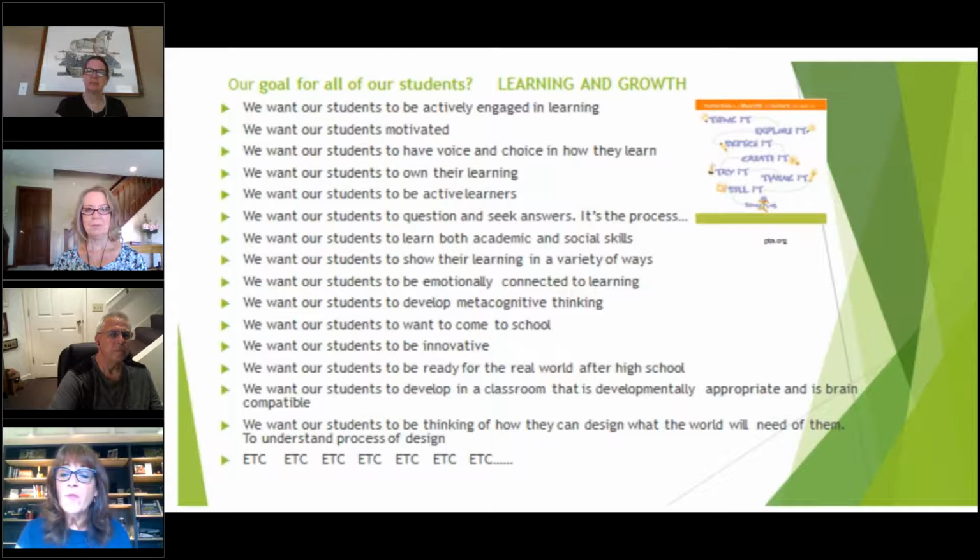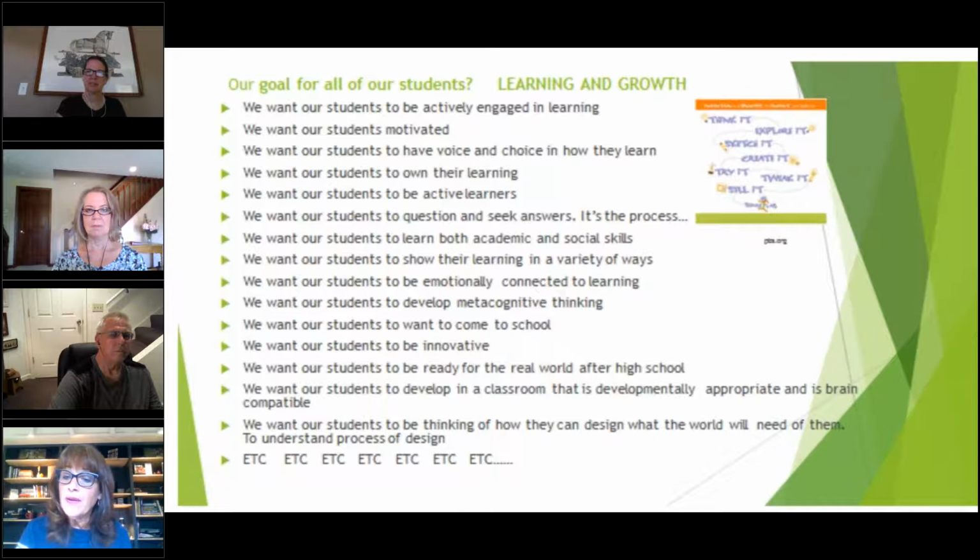Then we want them learning in a variety of ways. We want them staying connected. We want them metacognitively thinking about their thinking. Sketchnoting does that. Then we want them to want to come to school, whether school's in a classroom or school's online digitally. We want them to think, oh, I can't wait to see what's going to happen today and how I get to be engaged. We want them to be innovative. We want them to also be connecting to the real world outside of high school, whether they're kindergartners or 12th graders, because this skill is used in the business world. It's used in the medical world. It's used anywhere people are generating ideas and talking and thinking and working together.